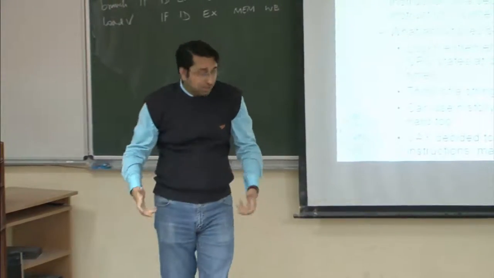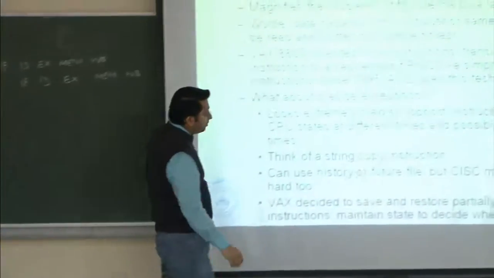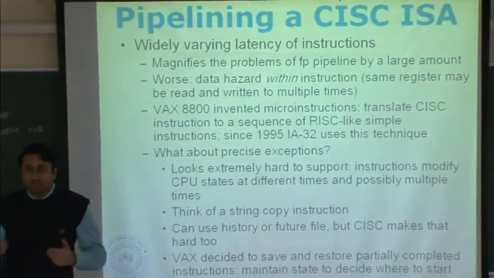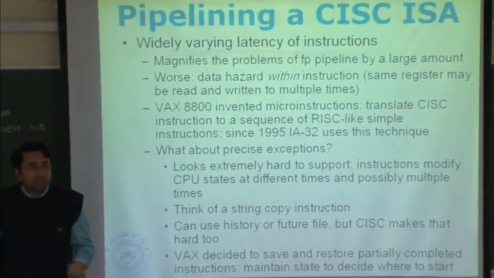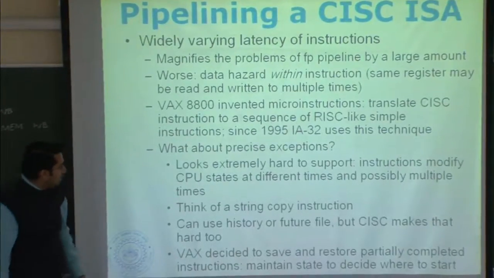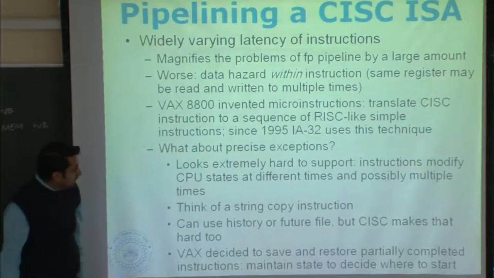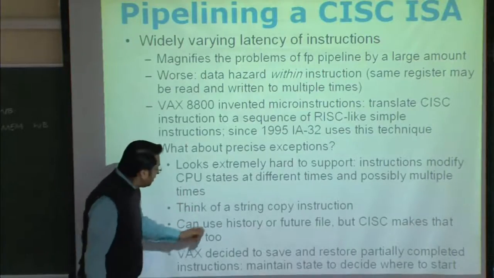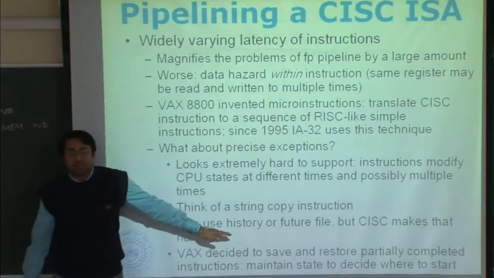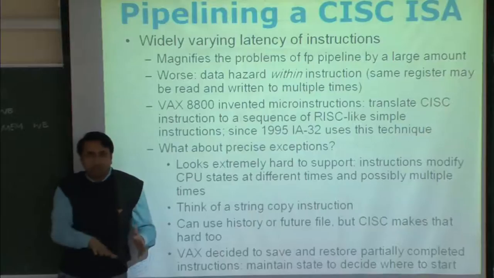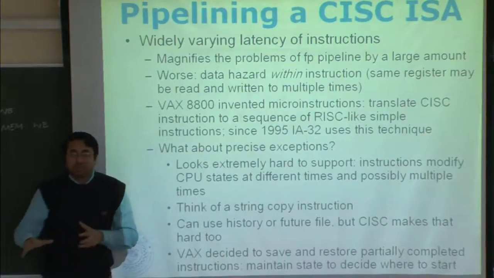So maybe it can happen that you have copied some part of the string and then you encounter a page fault, because when you move to the second page, you find the page is not there. So there could be many problems in handling precise exceptions. One easy solution here could be that before you start doing anything, you make sure that all the pages that you need are in memory. So you touch all the pages, bring all the pages, and then start string copying.